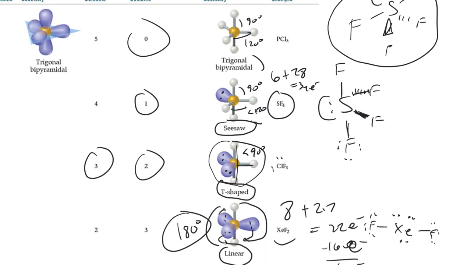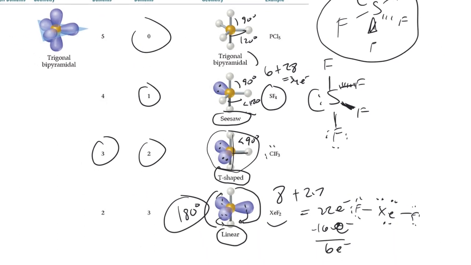2 molecules on this page are nonpolar, 2 are polar. Which 2 do you think are nonpolar? Probably PCl5, because PF5 is nonpolar. So this molecule here is nonpolar. And then the XeF2 is nonpolar. The polarity is all about the nuclei. Don't let the electron pairs confuse you too much.